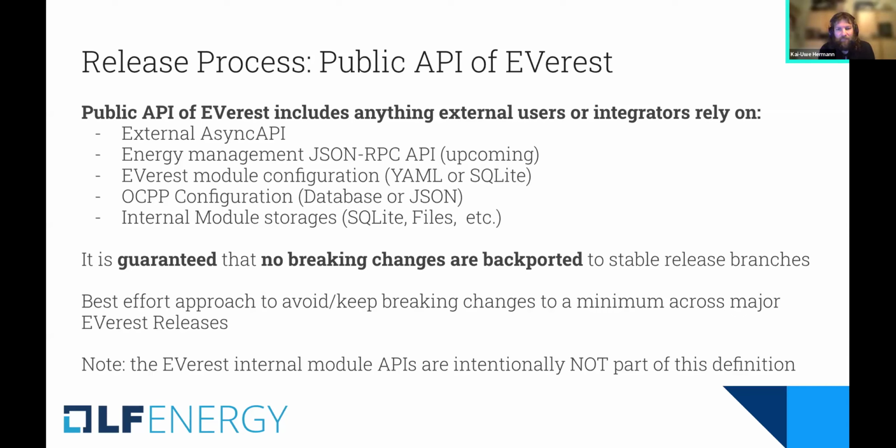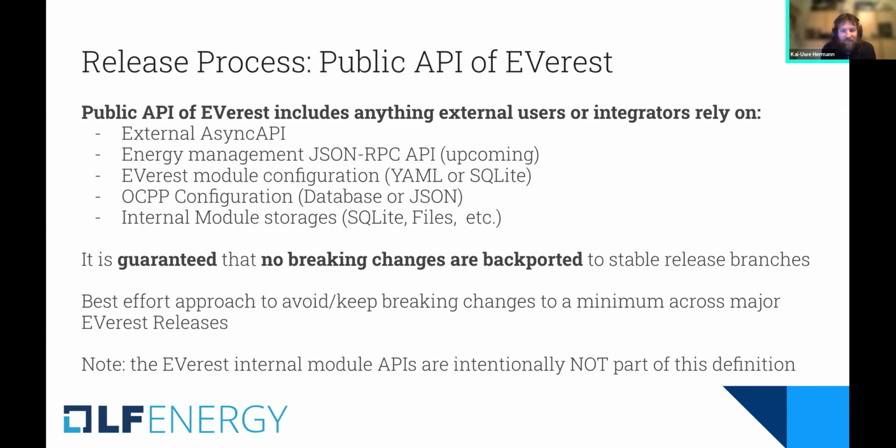However, things that are optional, for example, could be added. This also means the OCPP configuration is part of this public EVerest API. So there also, changes will be relatively conservative, as well as the internal module sources. So if a module writes to its own database, for example, this stable branch would guarantee that within this stable version, no changes to the module would significantly change the internal module storage. Or if that happens, there would be some form of conversions happening.